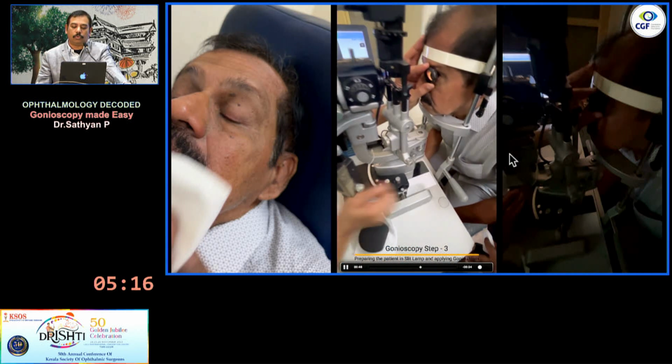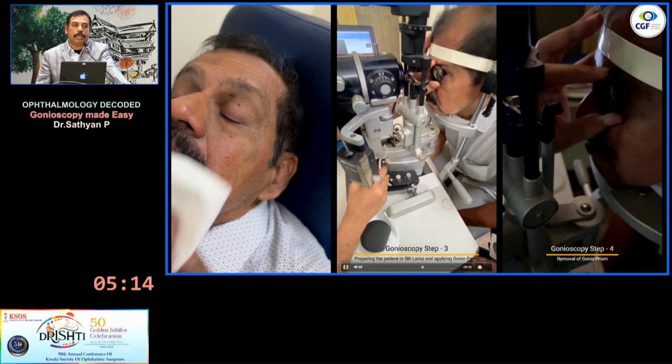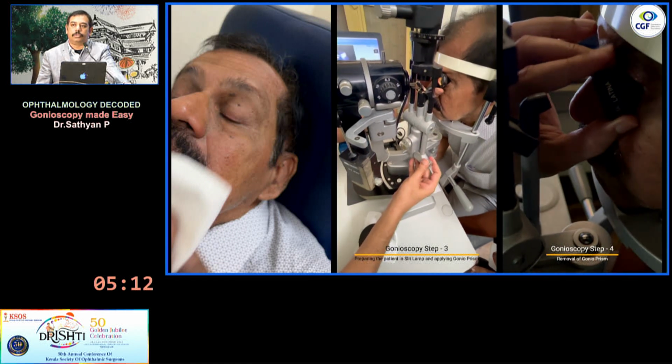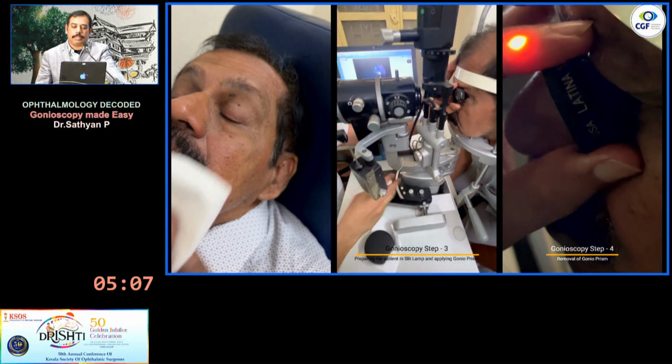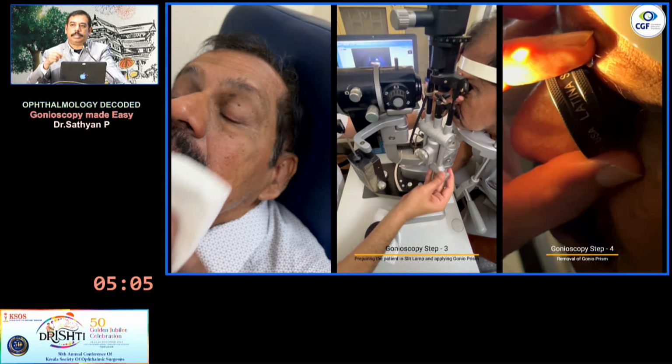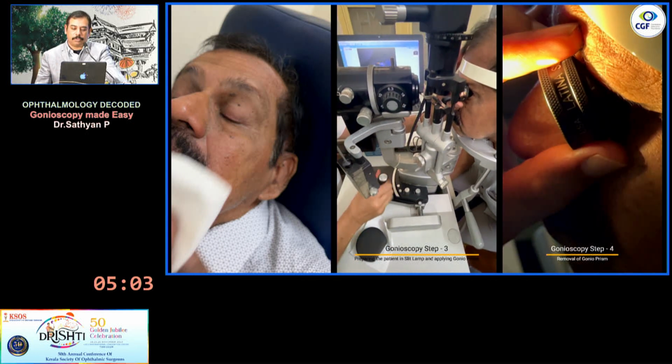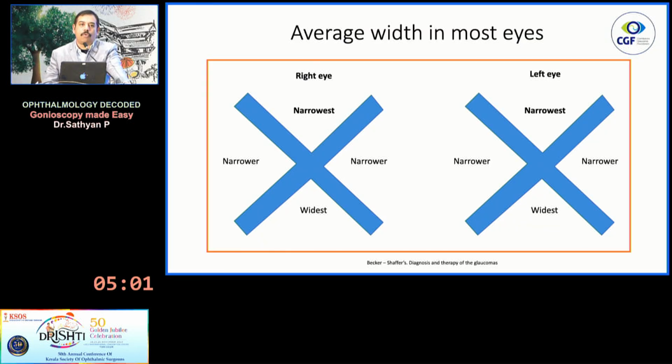Then once the procedure is over, how to take the lens out. Ask the patient to gently close the lids, or sometimes a little bit more, so that a vacuum is created inside, the air bubble goes in, and then it easily comes out. So this is how usually the angles are. The lower part is the widest angle, so you can comfortably see. The narrowest is the upper part.